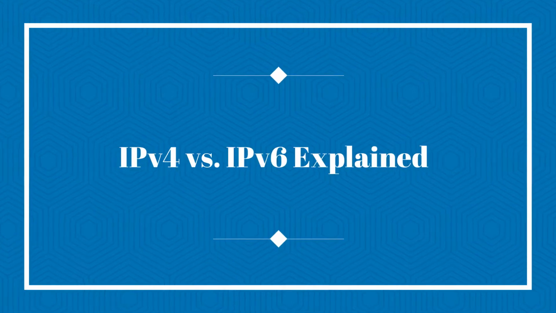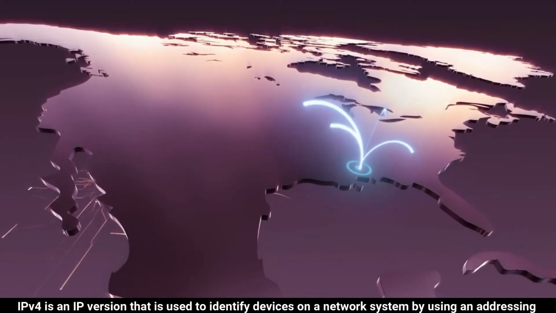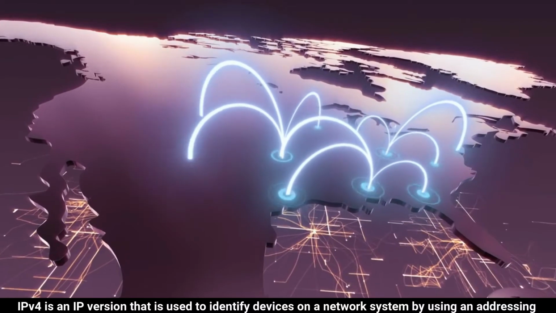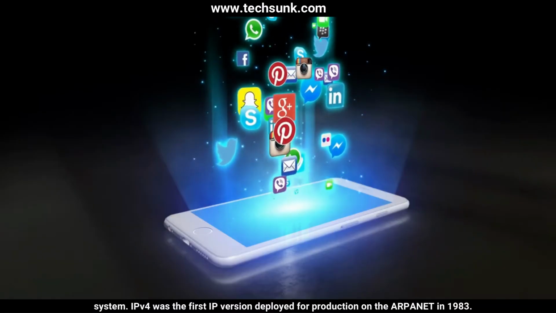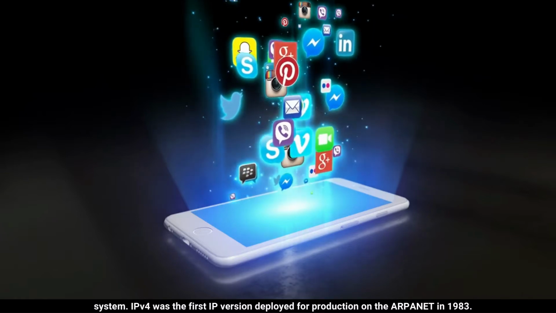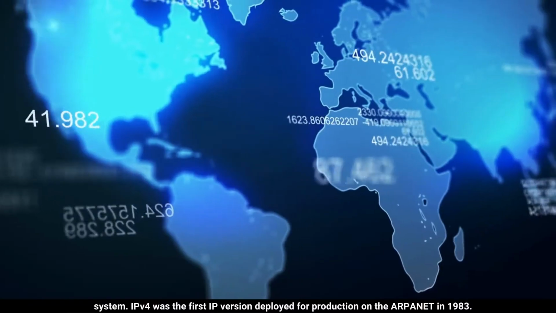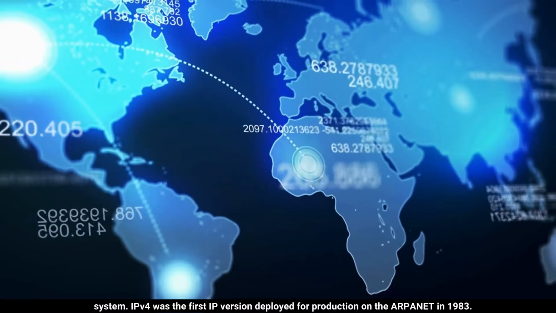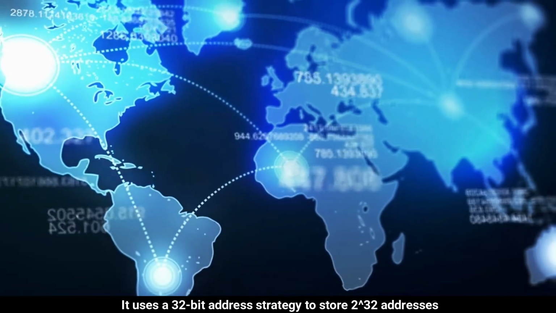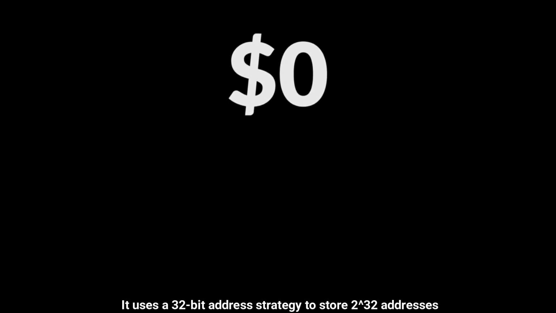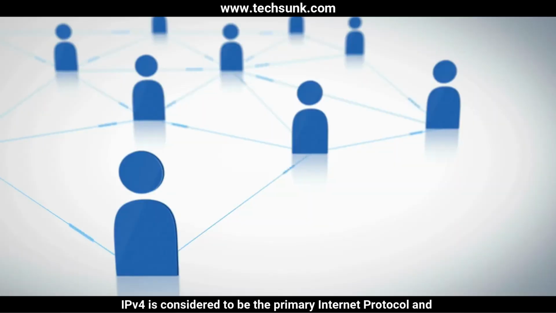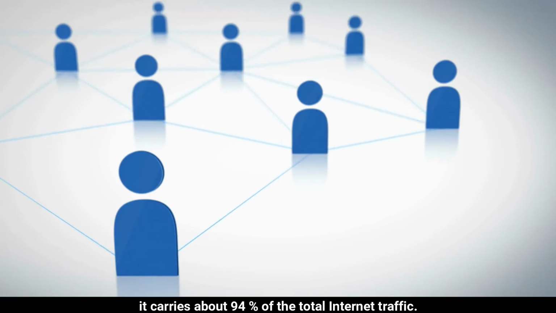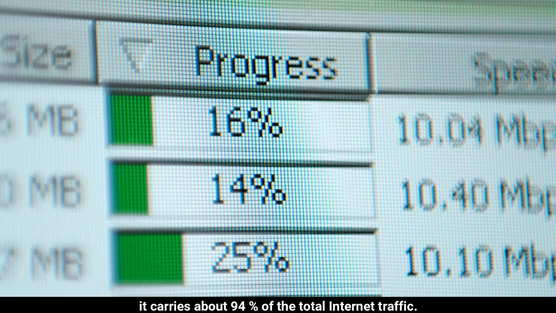IPv4 versus IPv6 explained. IPv4 is an IP version that is used to identify devices on a network system by using an addressing system. IPv4 was the first IP version deployed for production on the ARPANET in 1983. It uses a 32-bit address strategy to store 2 to the power 32 addresses, which amounts to more than 4 billion addresses. IPv4 is considered to be the primary Internet protocol and it carries about 94% of the total Internet traffic.